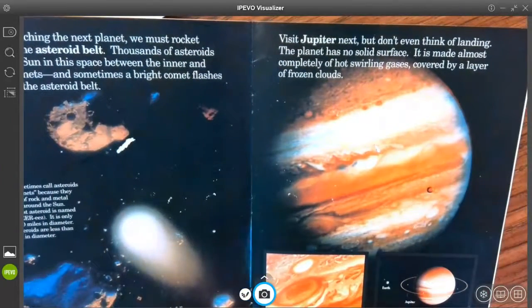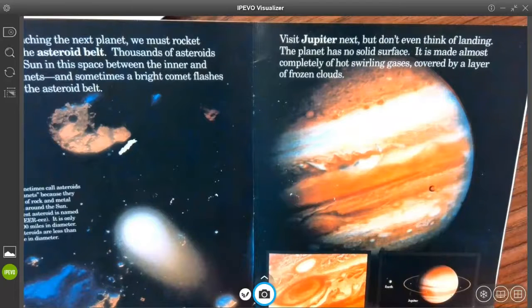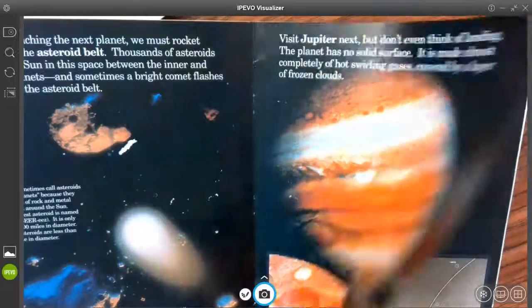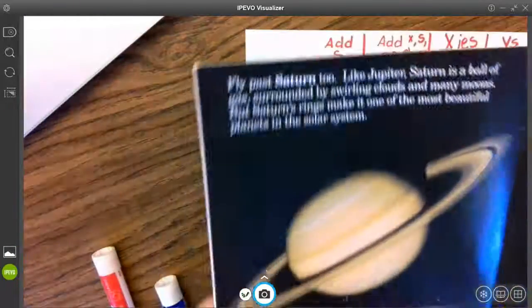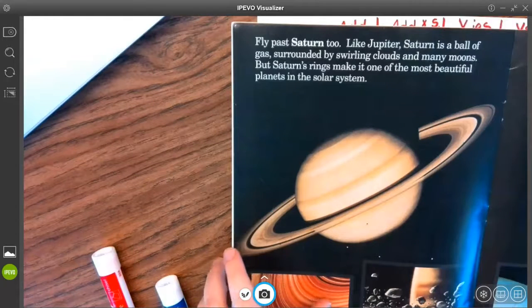Visit Jupiter next, but don't even think of landing. The planet has no solid surface. It is made almost completely of hot swirling gases covered by a layer of frozen clouds. So there's no hard surface. You can't land on it. It's just a big cloud of gas. Fly past Saturn too. Like Jupiter, Saturn is just a ball of gas surrounded by swirling clouds and many moons. But Saturn's rings make it one of the most beautiful planets in the solar system.